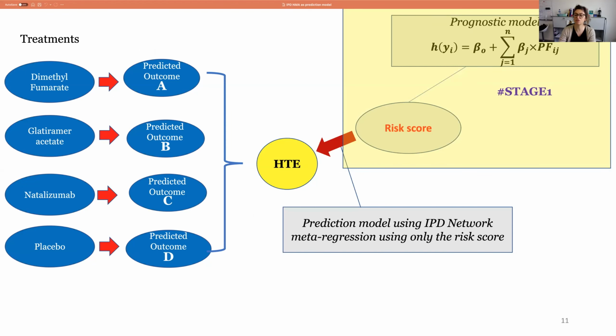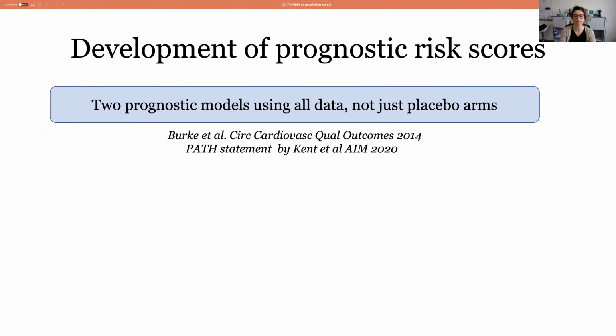So let's look now first at the first stage, how we developed it in the context of multiple sclerosis treatments. First of all, the data we used to develop it comes from the randomized trials that we have, and we developed the model using both arms, not just the placebo arms, although it seems counterintuitive. We will use all data from all patients, blinded to the treatment.